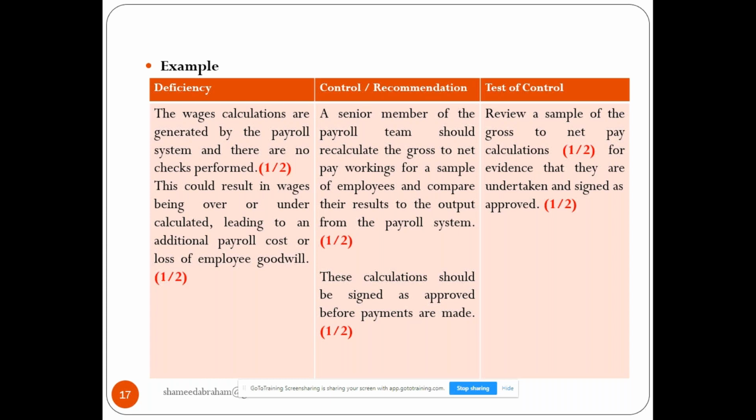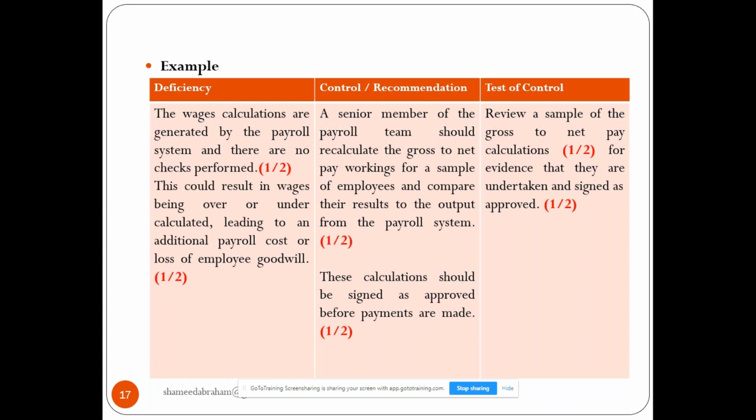So I've taken a deficiency here on the slide that you see. The wages calculations are generated by the payroll system and there are no checks performed. I've gotten a half mark out of the scenario for saying that there are no checks. But if I have to explain a deficiency, I can't stop there. I have to go on to say what is the implication for the business of that deficiency, which could result in wages being over or under calculated, leading to additional costs or loss of goodwill. Again, you are seeing here that these are simple sentences. Every time I have identified something, I'm going to say what the implication is for what I identified.